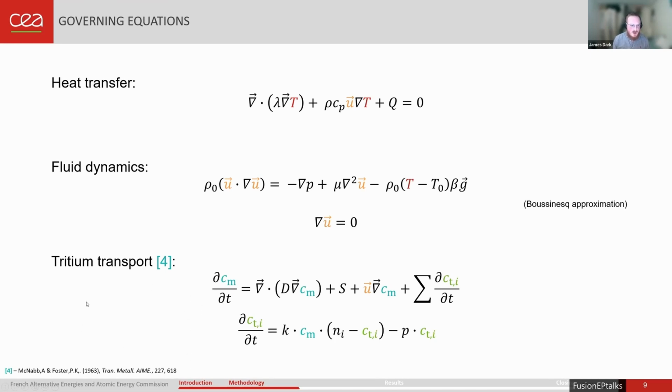These kinds of equations were first developed by McNabb and Foster in the 1960s. And from these, we can basically show how the tritium transport is essentially affected by trapped concentrations of hydrogen. So in here, we have our mobile population of hydrogen CM and our trapped population of hydrogen CT, with our diffusion term, source term, advection term, coupling from the fluid dynamics, and how our trapped concentration of hydrogen changes.